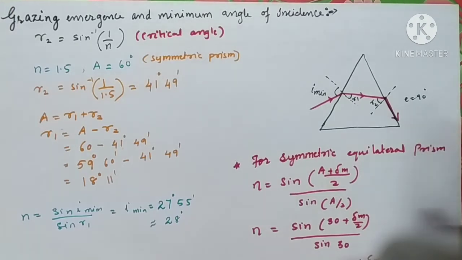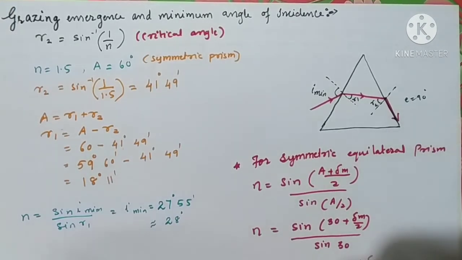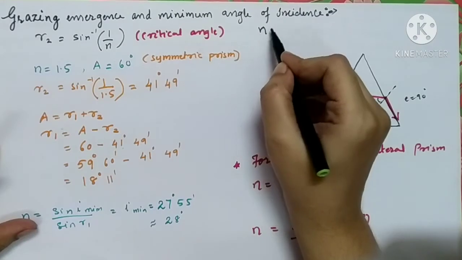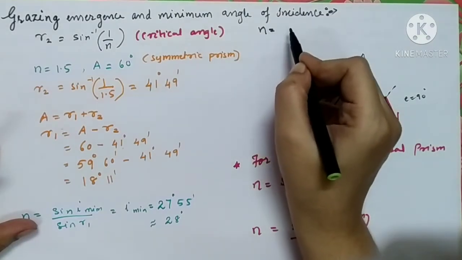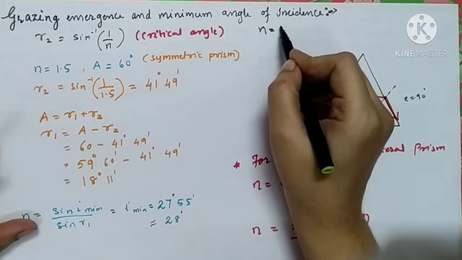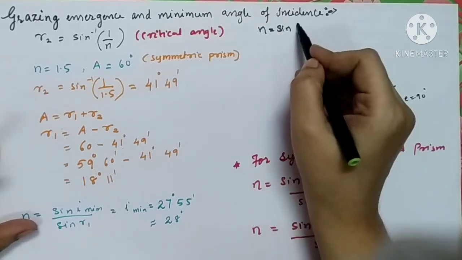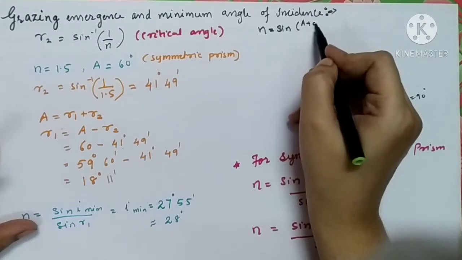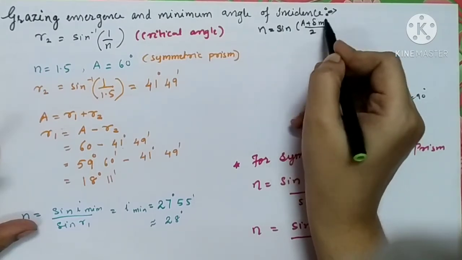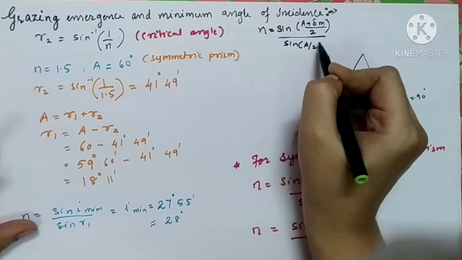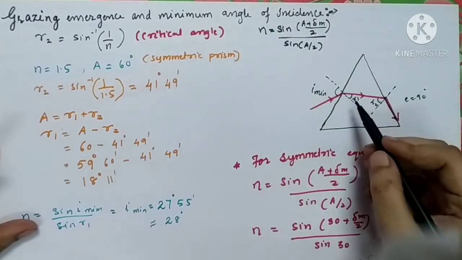In the last lecture so far we have studied the prism formula. You might have remembered that derivation that we derived, a very important one. The refractive index of a prism is equal to sine of (A plus delta m) upon 2, upon sine of A upon 2. We derived this formula in the last lecture.